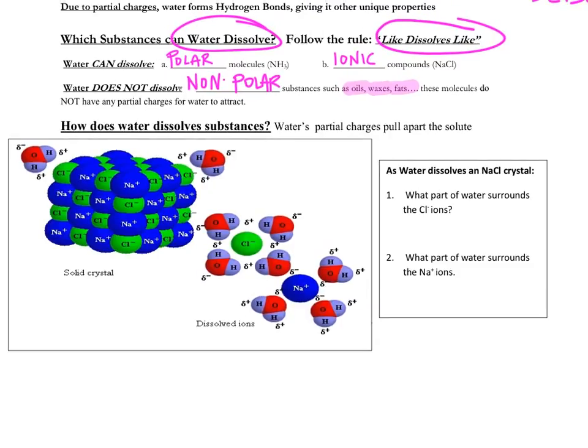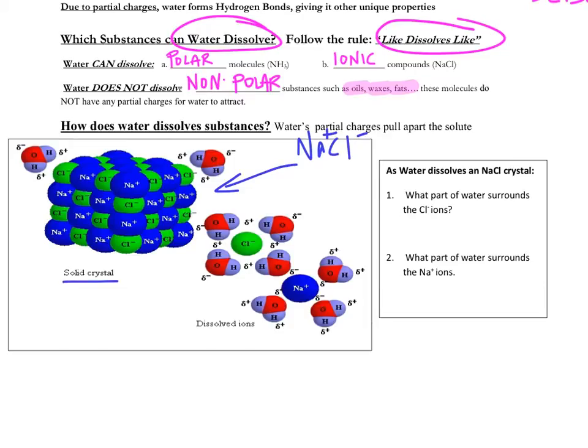So how does water dissolve substances? So water's partial charges pull apart the solute. Whatever solute is added into the water, the partial charges pull it apart. So what you look at here is you're looking at sodium chloride, NaCl. Sodium, remember, has a positive charge. Chlorine has a negative charge.